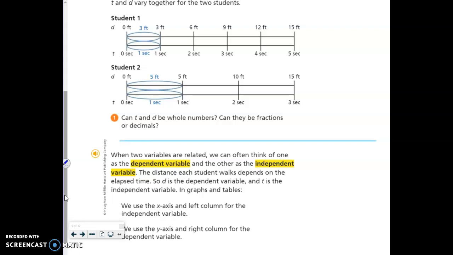All right. The number lines that we have up on top here are just basically illustrating that this is a constant rate of speed. Student 1, you can see that after 1 second they have traveled 3 feet. After 2 seconds they've traveled 6 feet, 3 seconds 9, 4 seconds 12, and 5 seconds 15. Again, skip counting by threes. You can see that student 2, after every second, has gone up 5 feet. So 1 second 5, 2 seconds 10, 3 seconds 15. And so that is, again, another way to determine that this is a constant unit rate.